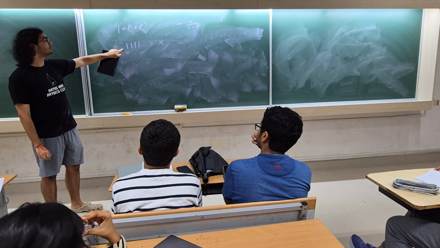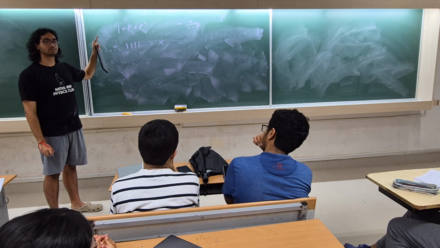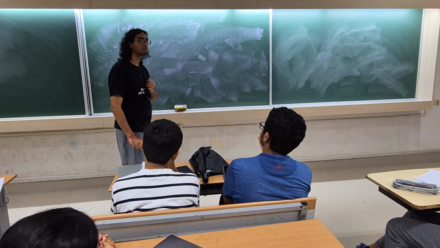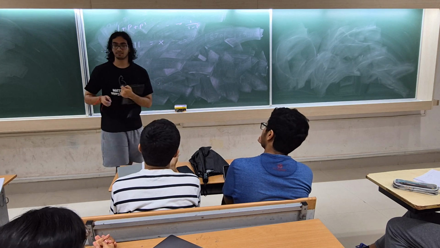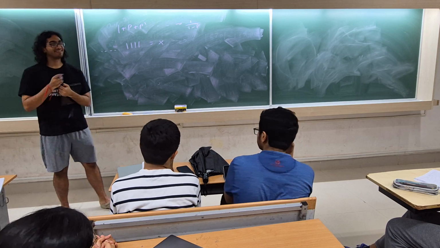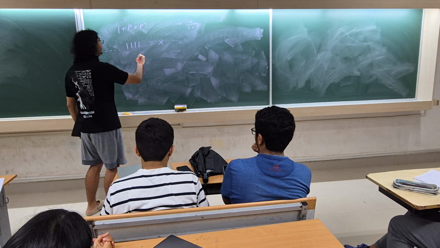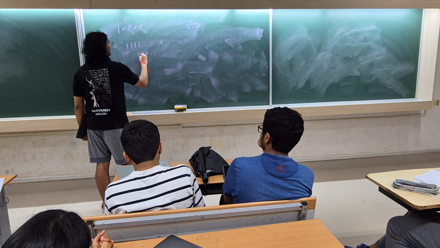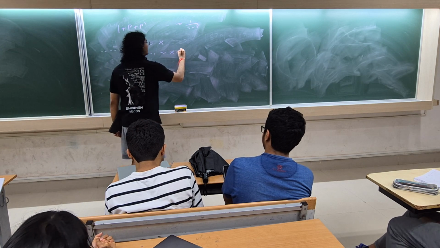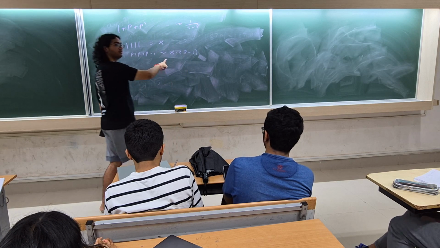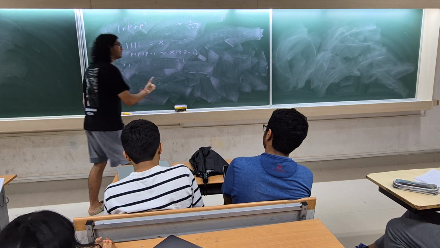Now, how will we find it? Let's take x. In base p, minus 1 is p minus 1, p minus 1, p minus 1, and so on. So you multiply x with p minus 1. Then x times p minus 1 gives you p minus 1, p minus 1, p minus 1, and so on. Is this fine? And now you add 1 here.